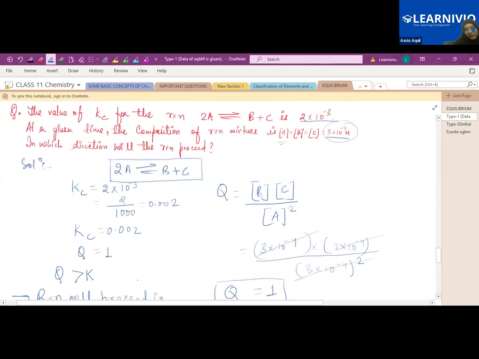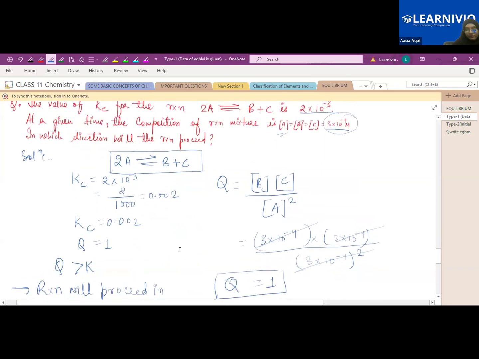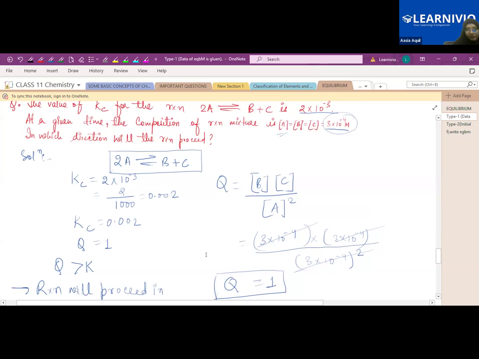Okay, so that's how you will solve this type of question. Is this question clear? Yes. Yes. Okay, quickly note it down.